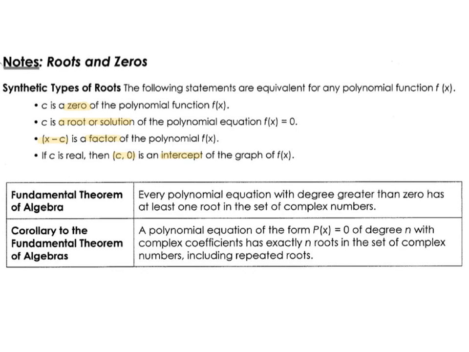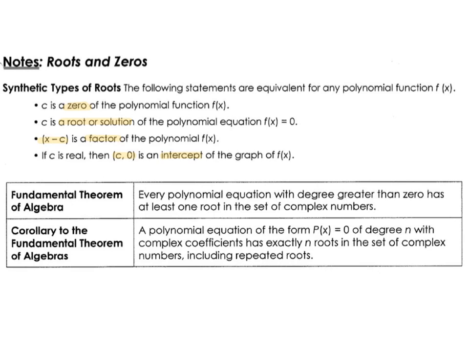So today we're going to be talking about the fundamental theorem of algebra. The fundamental theorem of algebra states that every polynomial equation with a degree greater than 0 has at least one root in the set of complex numbers. So if it's a polynomial equation, if it has an x, it has at least one root that's either real or imaginary. The corollary to the fundamental theorem of algebra is that a polynomial equation in the form p of x equals 0 of some degree n, with complex coefficients, has exactly n roots in the set of complex numbers, including repeated roots.